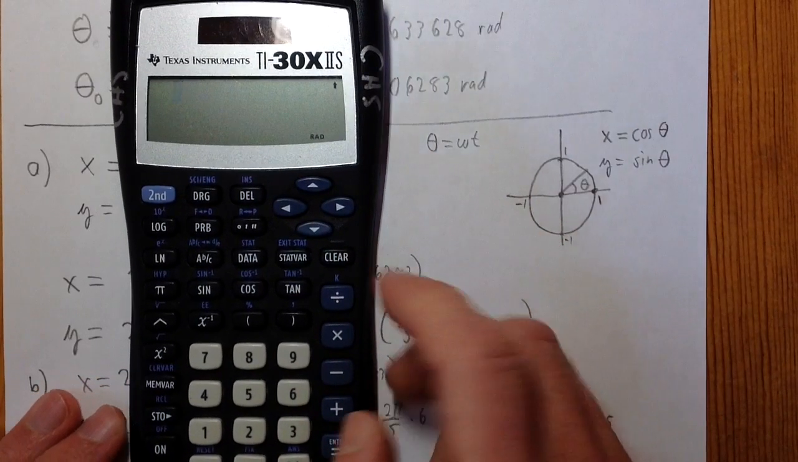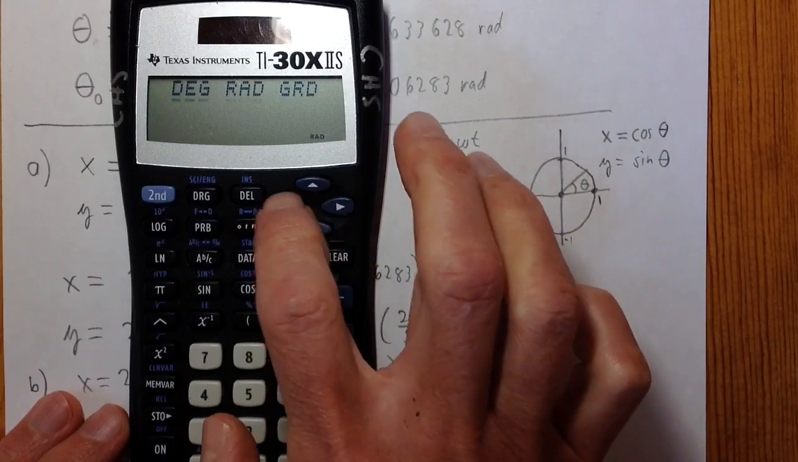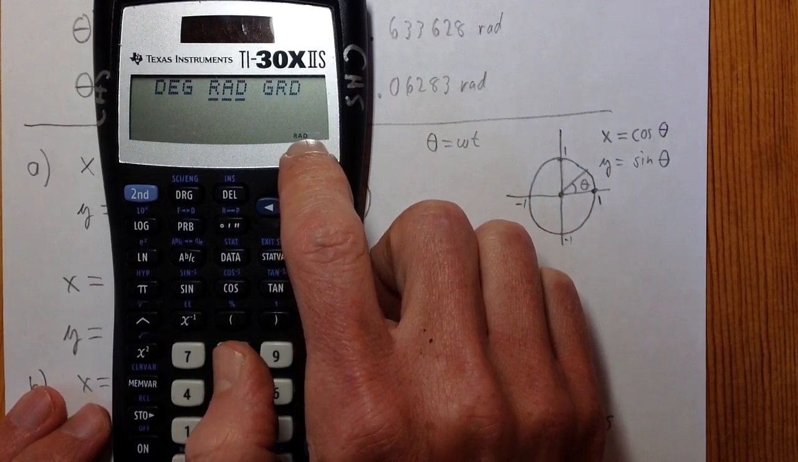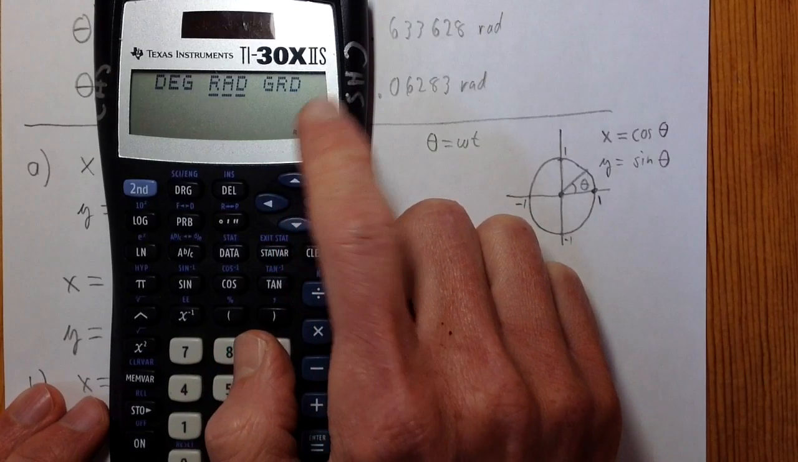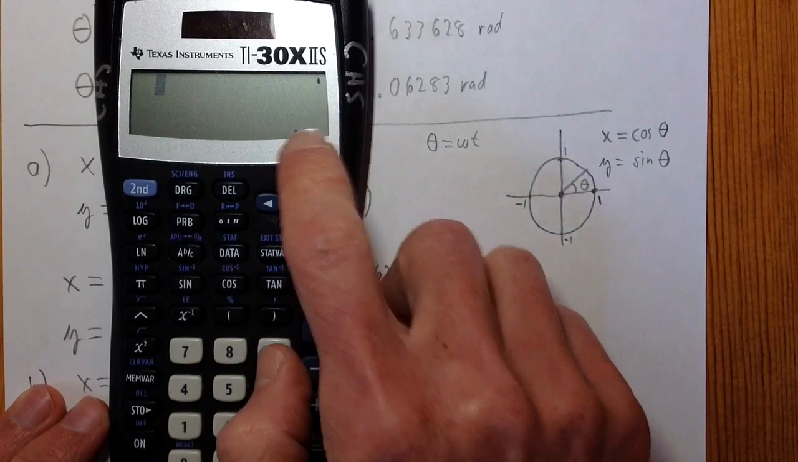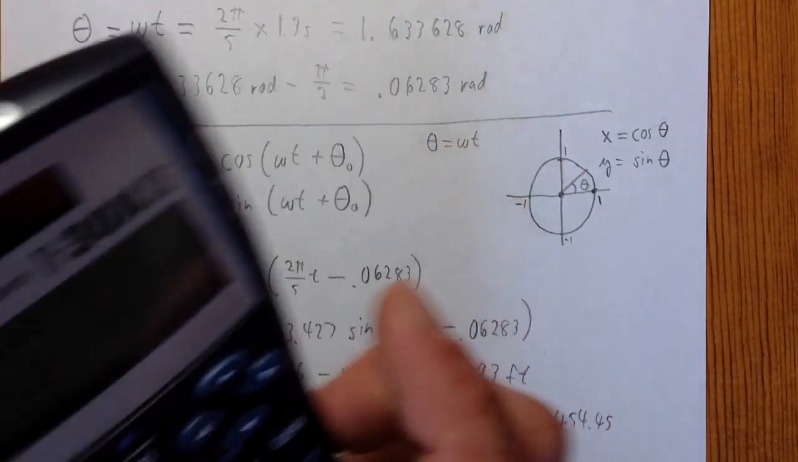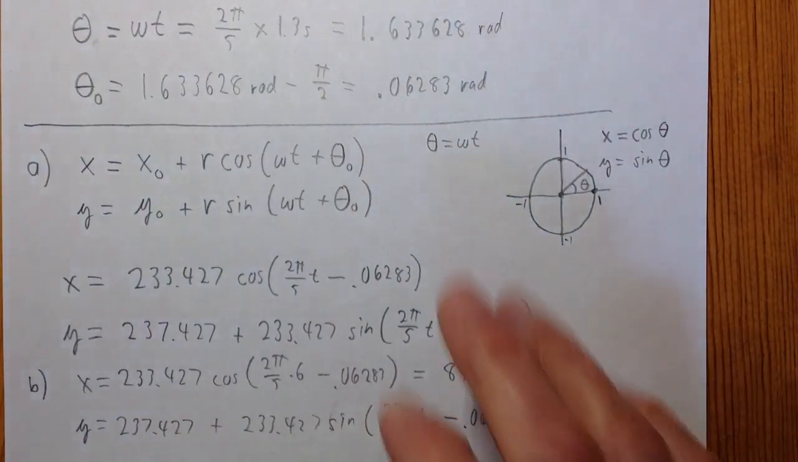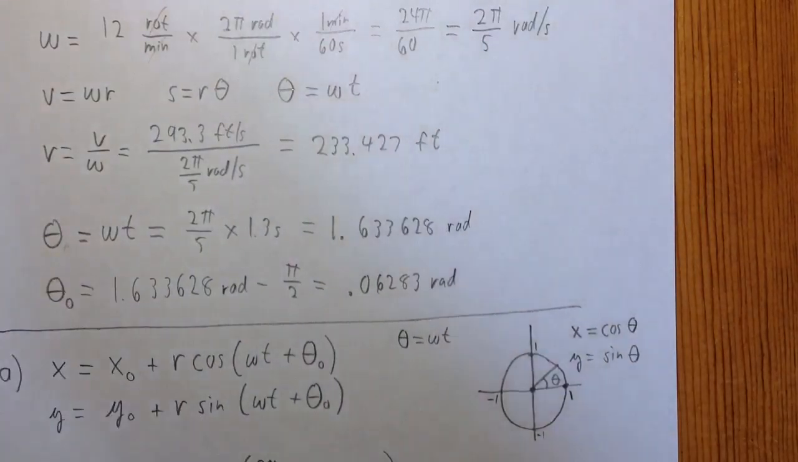And if you want to go back to degrees, you do the same thing. You hit that button and move the arrows where you want to be. So really, really be careful of that. Sometimes you might want to use degrees, but most of the time you want radians. If you're using another calculator, you'll just have to figure it out. But that's one place where people make a lot of mistakes, is not having it calculated in radians.